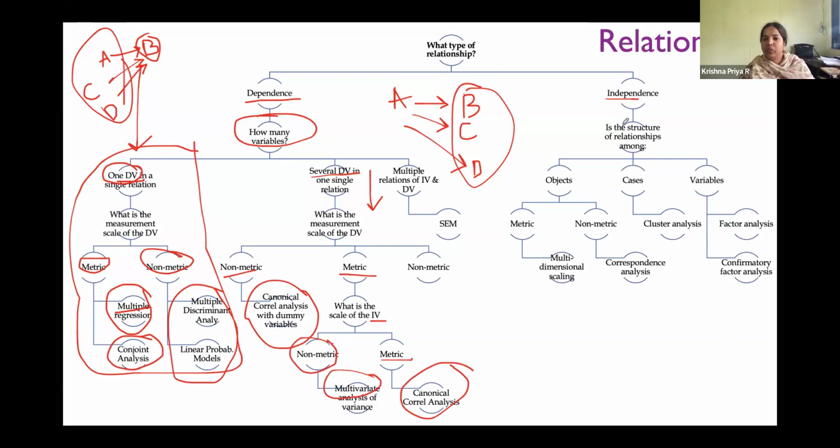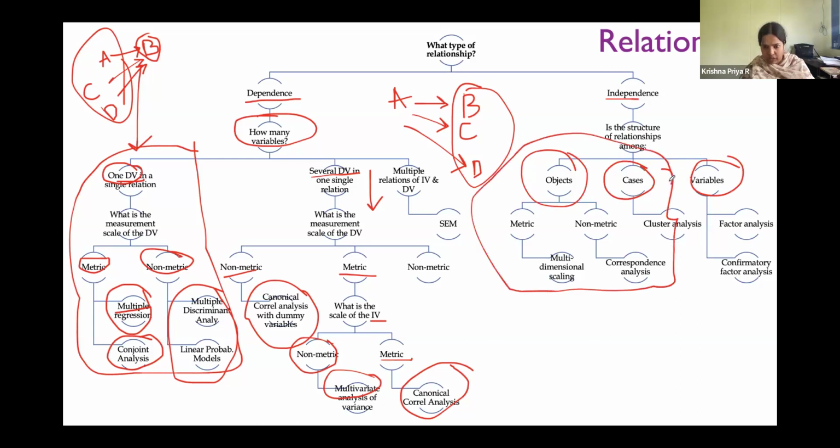Then comes the relationship wherein we need to speak about independent variables, wherein there are objects, case studies, and variables. Now, I will not talk about these two because these are qualitative research, and I hardly think anyone at PhD does qualitative research in our university. Maybe in other universities they do. So I'm not going to speak about this.